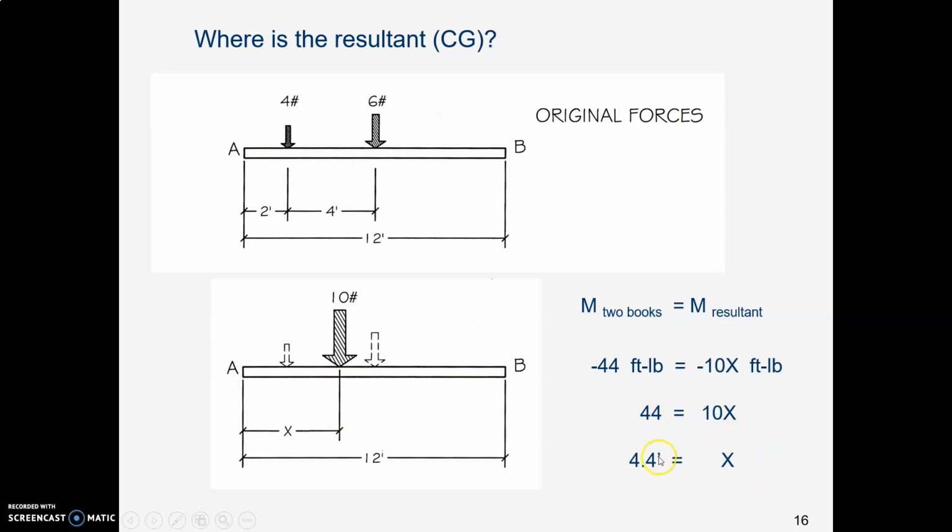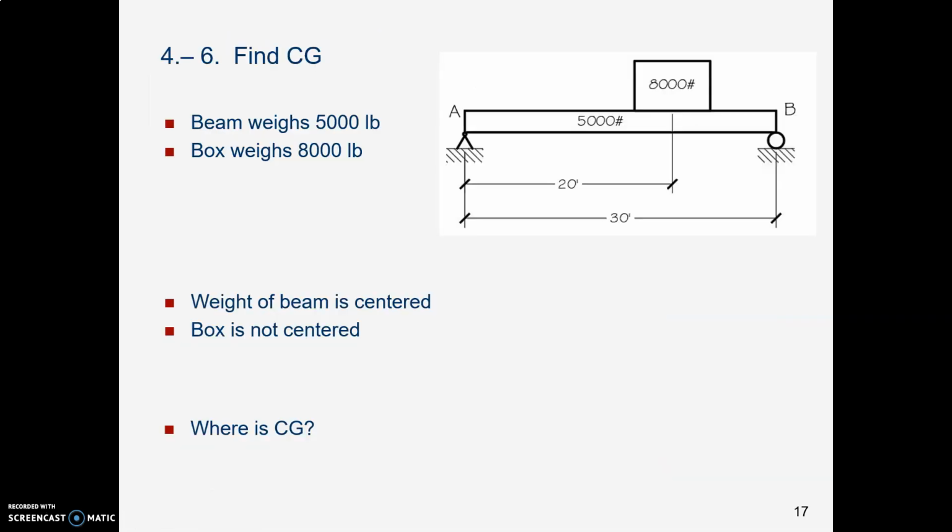44 divided by 10 is 4.4. So there's the center of gravity of that thing. Let's do another one that looks a little bit more like a beam. Here is a beam that weighs 5,000 pounds, and sitting on it is a box that weighs 8,000 pounds.